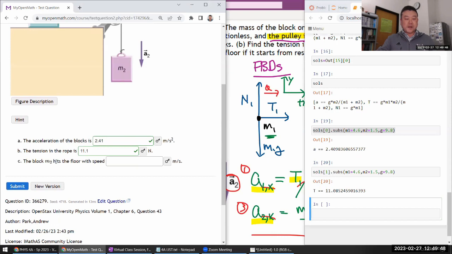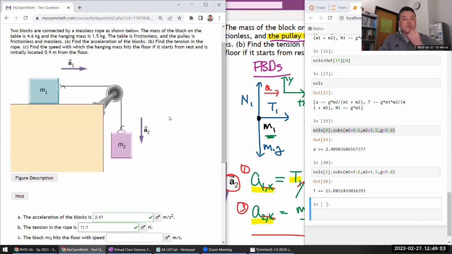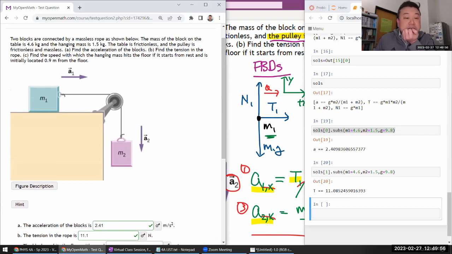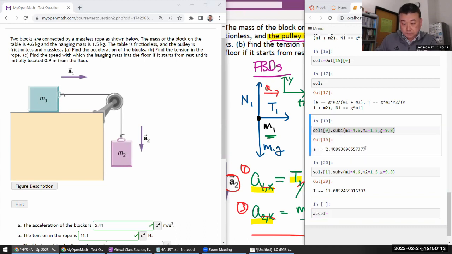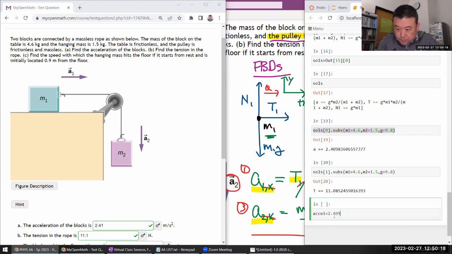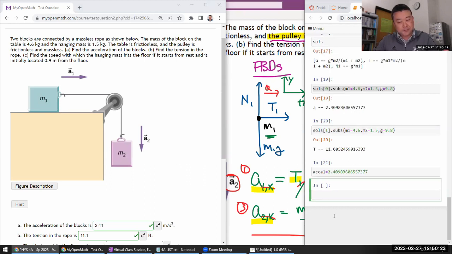And I'm not done yet because where it says the block M2 hits the floor with some speed, this is a kinematics question. So reading back, it starts from rest and is initially located some height from the floor. Okay. So we've solved acceleration there. Let me just define my acceleration as that. I'm just going to type 409836065573. There's a better way to do it.